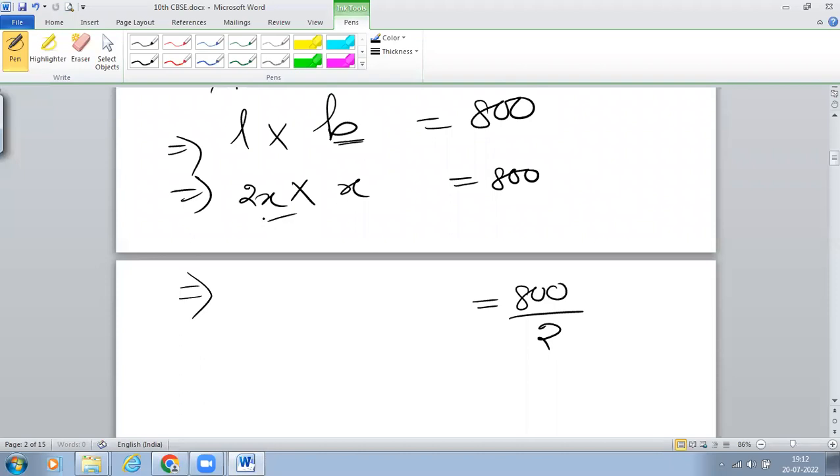And what is x into x? This x into x is x square. Am I correct or wrong? Yes, x into x is x square.